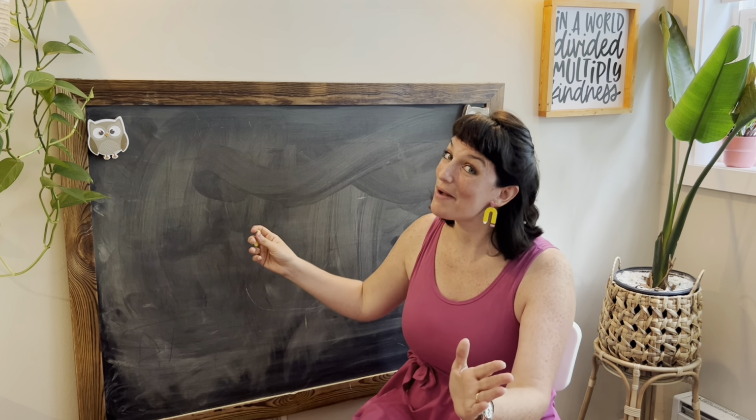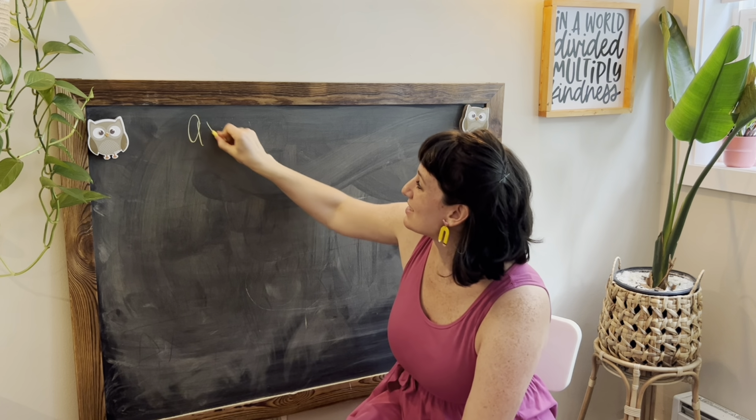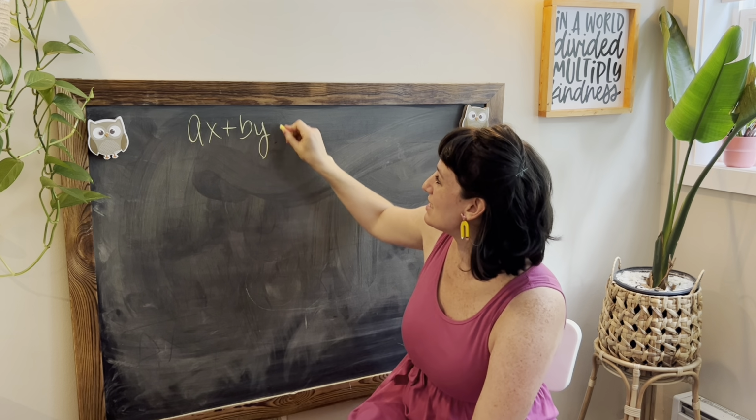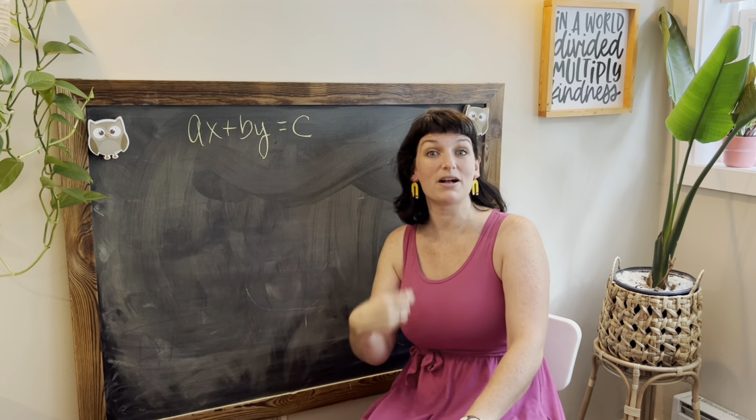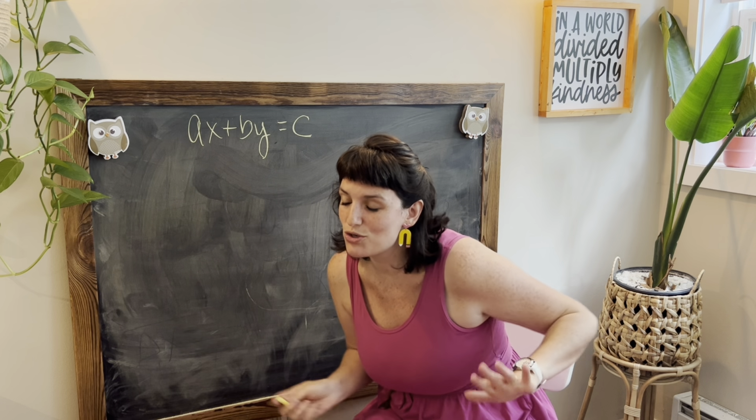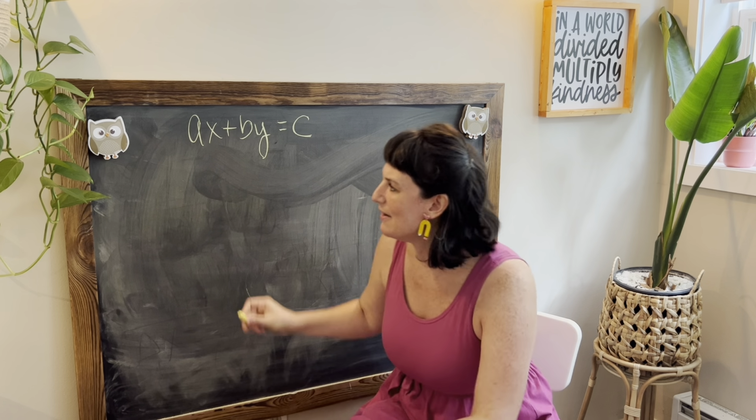Welcome. Today we're doing the standard form of a line. Ax plus By is C. That's the standard form of a line. Please find your intercepts with me.